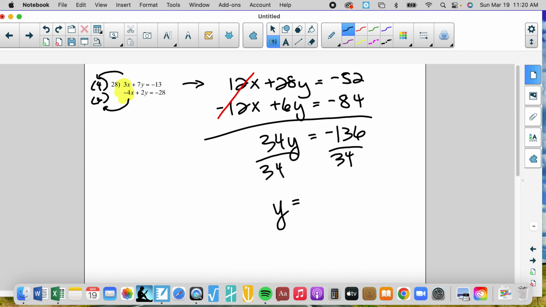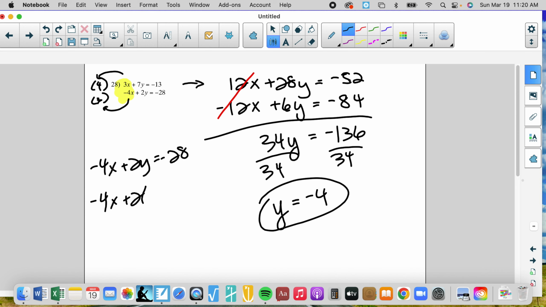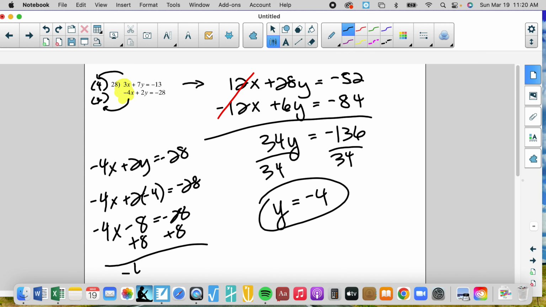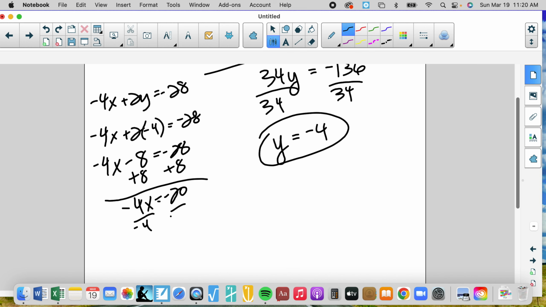So 4 times 34 times 4, 16, 12, 13. Yes. So this gives me negative 4. Pick an equation. I'm going to pick the bottom one just because it's closest. Plug in my y value. Negative 4x minus 8 equals negative 28. Add 8. Negative 4x equals negative 20. Divide by negative 4. X equals 5.